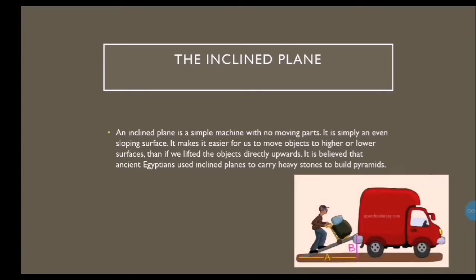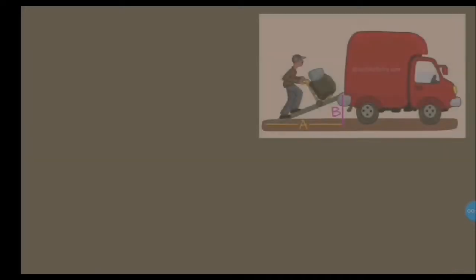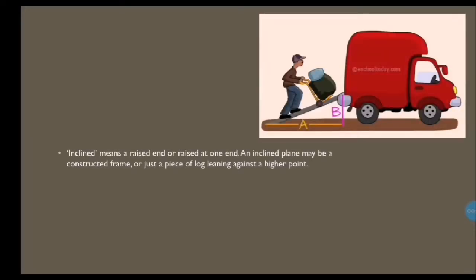As you can see in the figure, this man is lifting these items onto the truck. It's easier for him to use this inclined plane than to hold them or lift them up. Inclined means raised at one end. An inclined plane may be a constructed frame or just a piece of log leaning against a higher point. In the illustration, the man uses a piece of metal as a ramp to move the hand truck into the van.